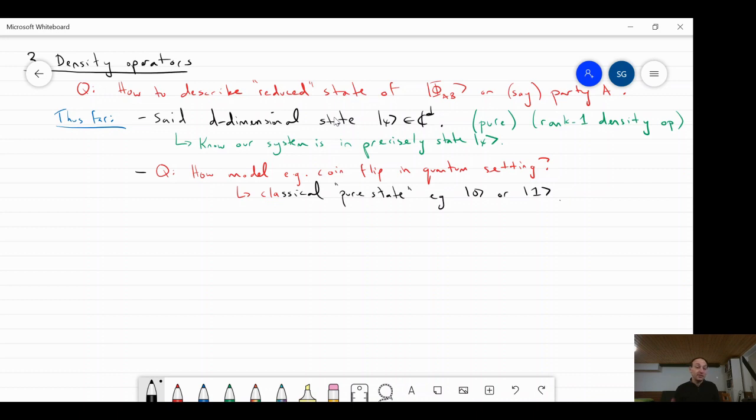And I can play the same game with quantum states. I can say, maybe I have a number of states at my disposal, maybe 0 and 1, for example, heads or tails, if you will. And I'm going to flip a coin, and if it comes up heads, I'm going to prepare one quantum state, and if it comes up tails, I'm going to prepare some other quantum state. How do I write down the description of that funny randomized construction? And that's what this density operator formalism is used for.